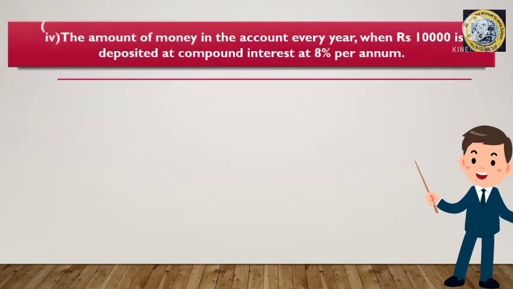Fourth sub-question, (iv): the amount of money in the account every year when 10,000 rupees is deposited at compound interest at 8% per annum.